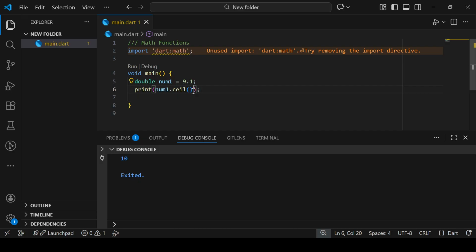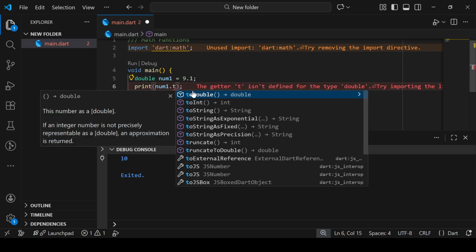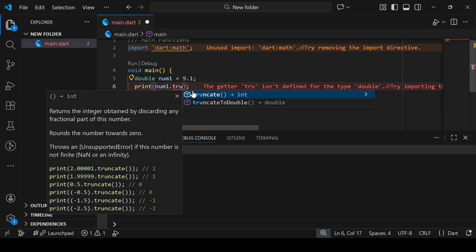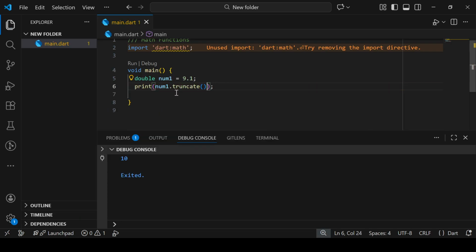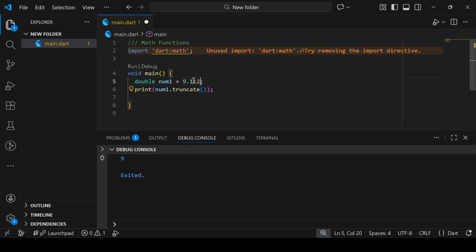Now I just want to show you truncate. This is also a very useful method. Truncate just cuts off the decimal part only. So here I just want to show you that now the 9 is printed. If I write here also these floating point values, it cuts them. So here now you can see.